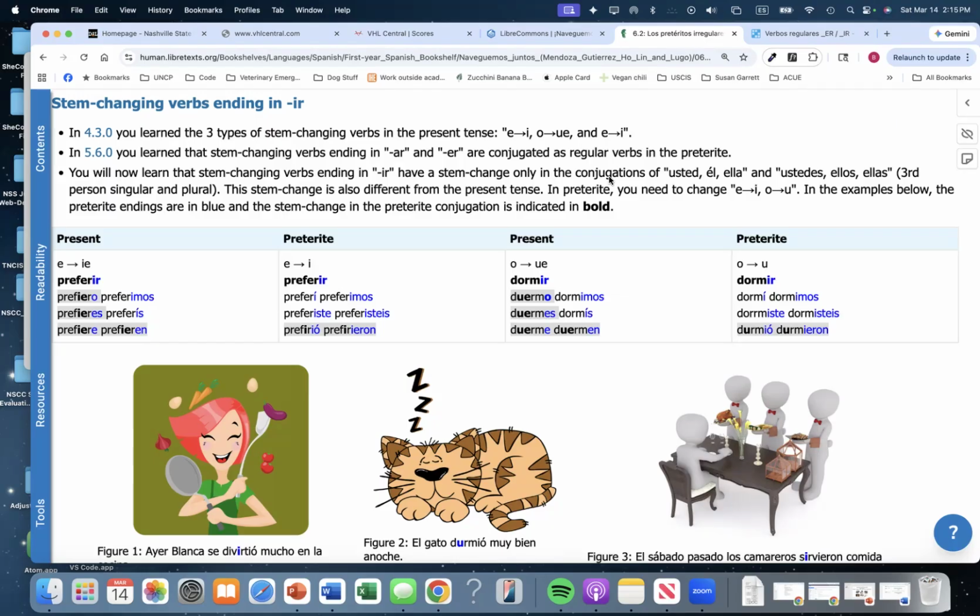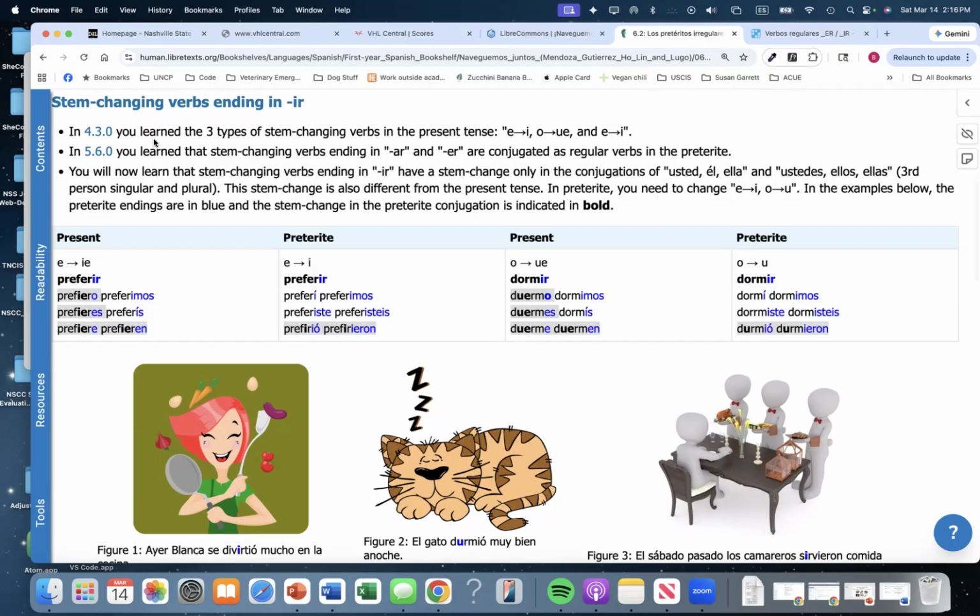Today we're taking a close look at those stem-changing verbs that end in IR and how they behave in the preterite. So we need to do a little bit of review here.